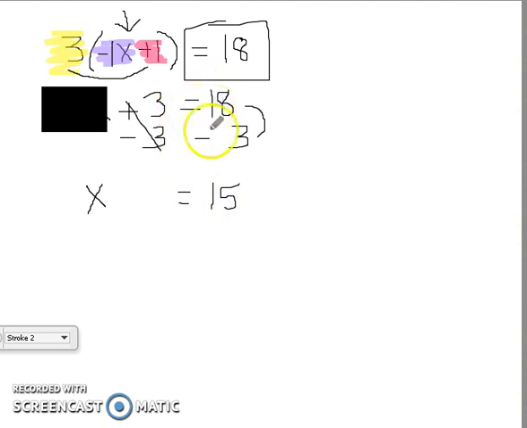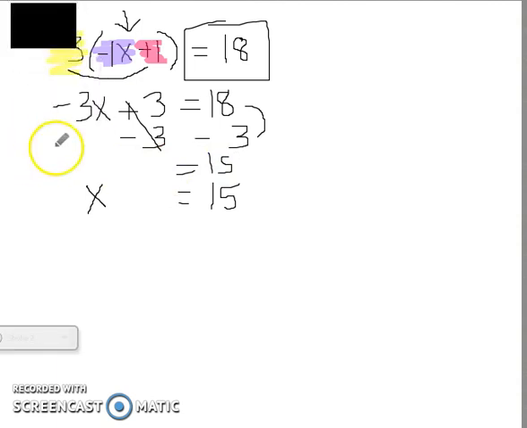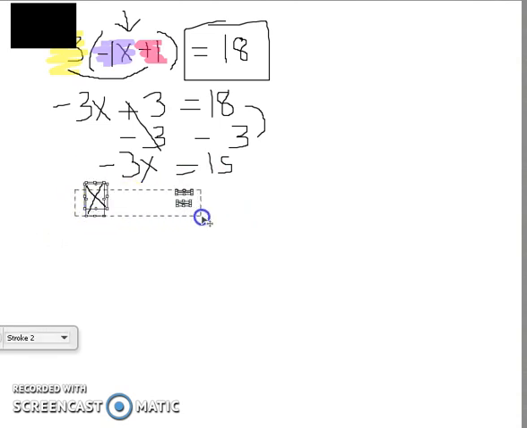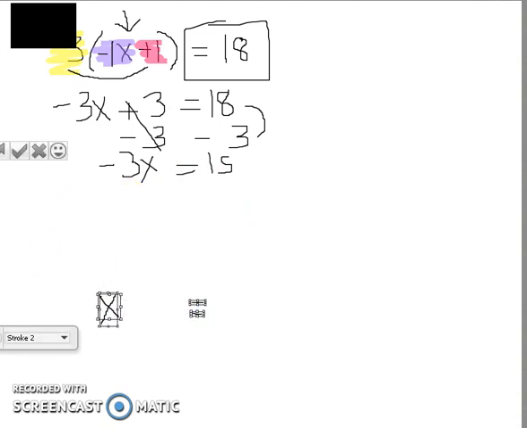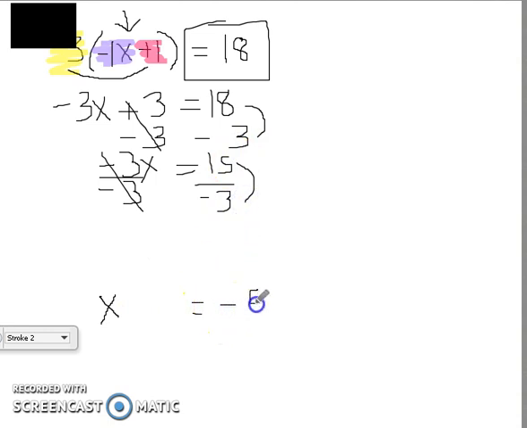18 take away 3 is 15. Use your calculator. If you had a negative 18 and a negative 3, do that on your calculator. I should have written that here. My apologies. The 15 goes here. Now I copy whatever is underneath my block, negative 3x. What do I do to both sides to solve this for x if I have a negative 3 times an x? Think what this means. This means 3 times x. So the opposite of multiply is divide both sides by negative 3. Don't forget the negative. So x equals whatever 15 divided by negative 3 is, which is negative 5.